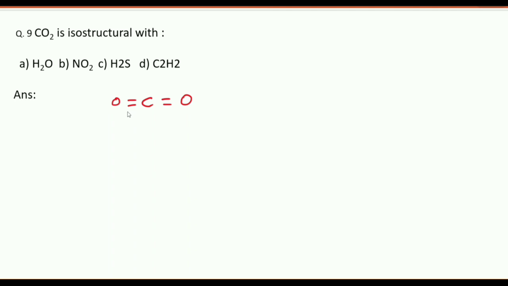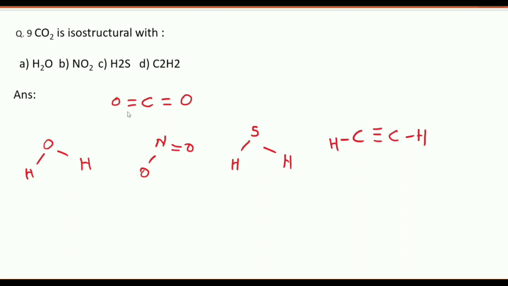For H2O, the structure is a bent structure. Then NO2 is also a bent structure. Then H2S is also a bent structure. Then comes C2H2. C2H2 is a linear structure. So which of the following is isostructural? C2H2. So C2H2 is isostructural with CO2.